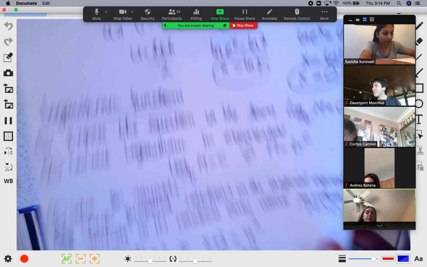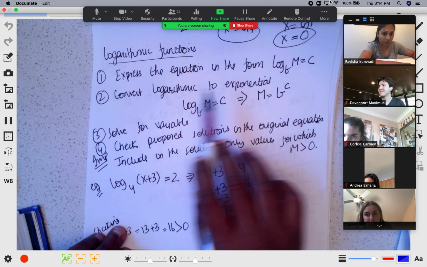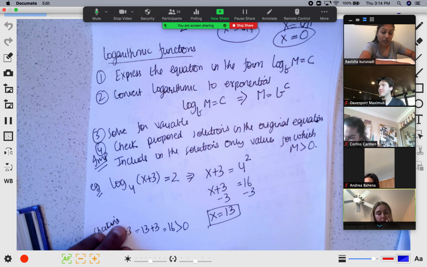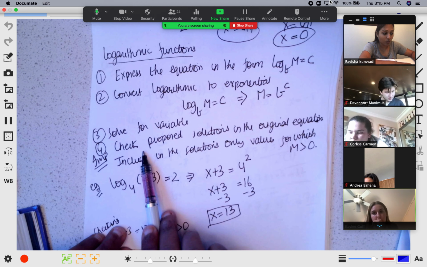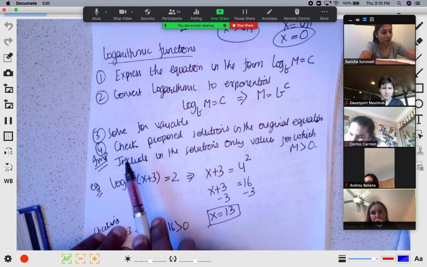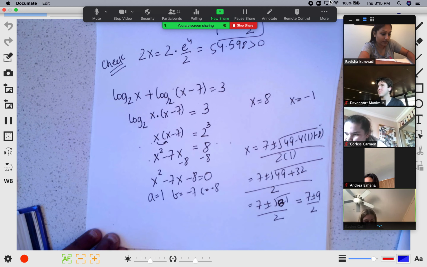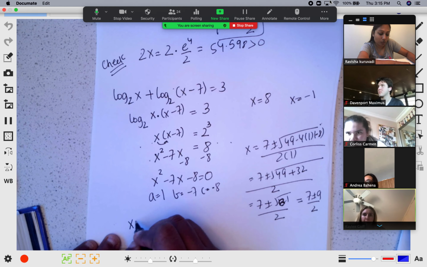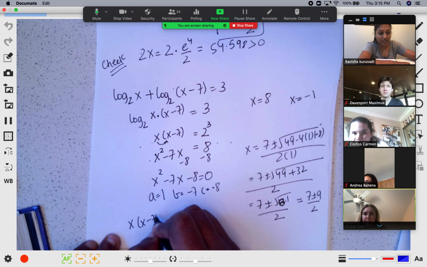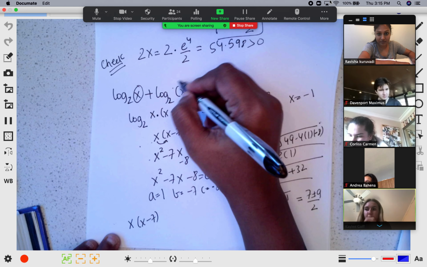Note here, Kelly. My first step said isolate log. I did this. Convert into exponential. I did this. Solve for the variable. I did this. But I have the fourth step also in case of log. They want me to check. What do I have to check? What's my m in this case? Is your m x minus 7? x and x minus 7 both. See here, this is also my m and this is also my m. So you have both. So for both you have to check.